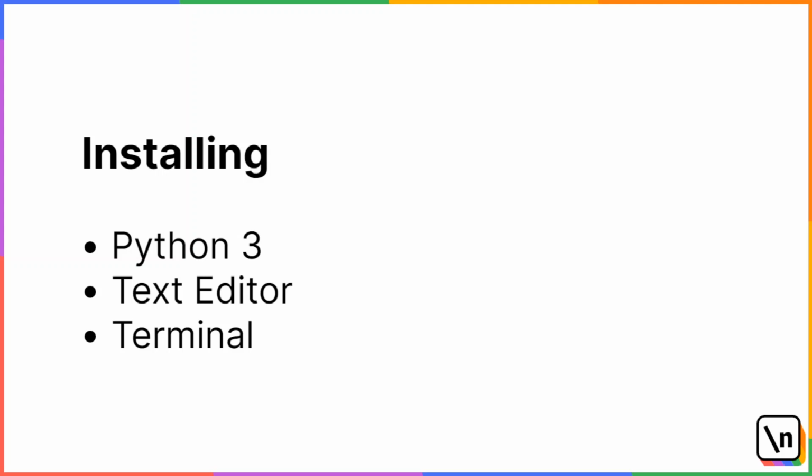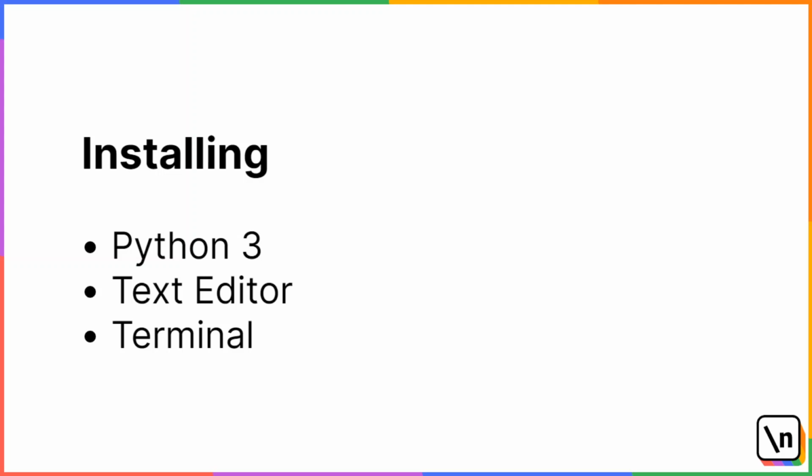You also need a text editor. The one we use is called Visual Studio Code, but you can use whatever text editor you're comfortable with. And then the next one is a terminal. You'll need to be able to open a terminal to run commands to start Flask applications. Once you have these installed, we can get started by building our applications.